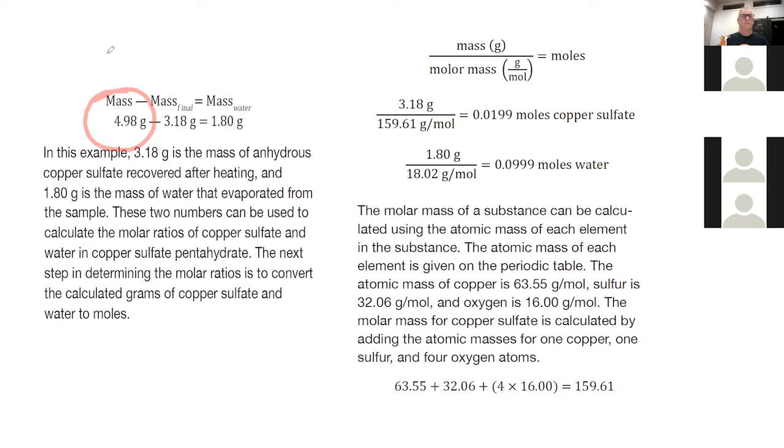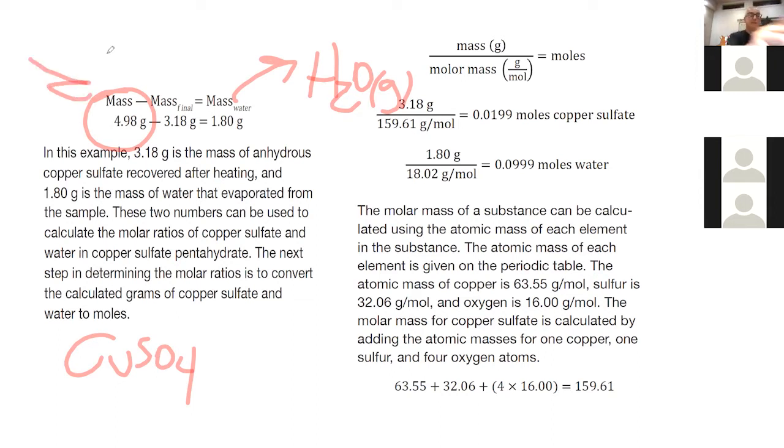Mass of the water. It's the mass of the water, right? So that turns into a vapor. So we heat that up, the water leaves as a gas. And so whatever is left over should be just copper sulfate. And the difference between the hydrate and the anhydrous form should be the mass of the water.